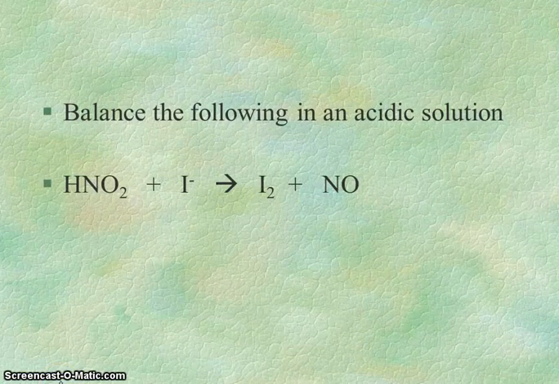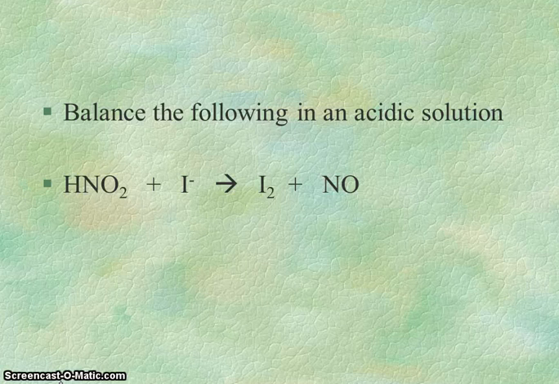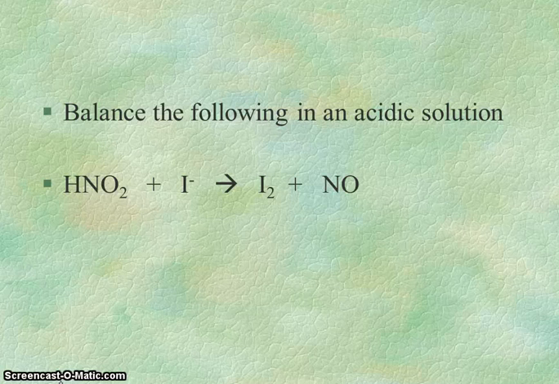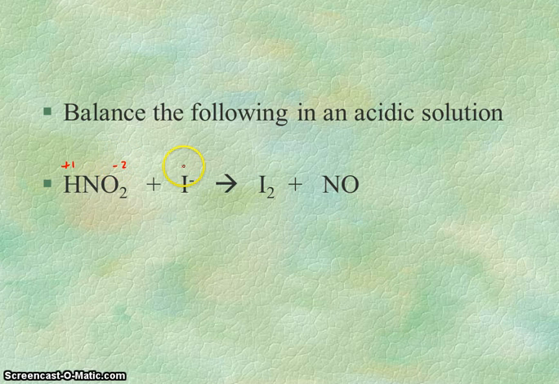So let's look at an example. Let's say that we've got this particular reaction and we want to balance it in an acidic solution. Well, the first thing we're going to do is assign oxidation numbers. So we know hydrogen's going to be a +1. We know oxygen's going to be a -2. We know iodide will be a -1. On the product side, it's a free element, so it will be 0. And we know oxygen is a -2.